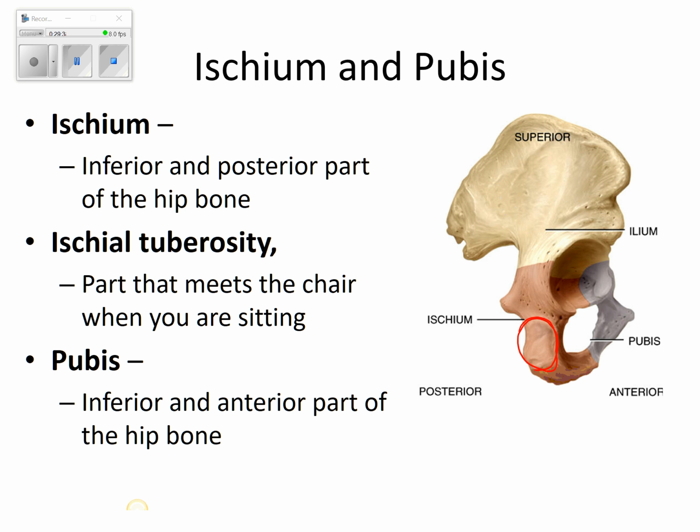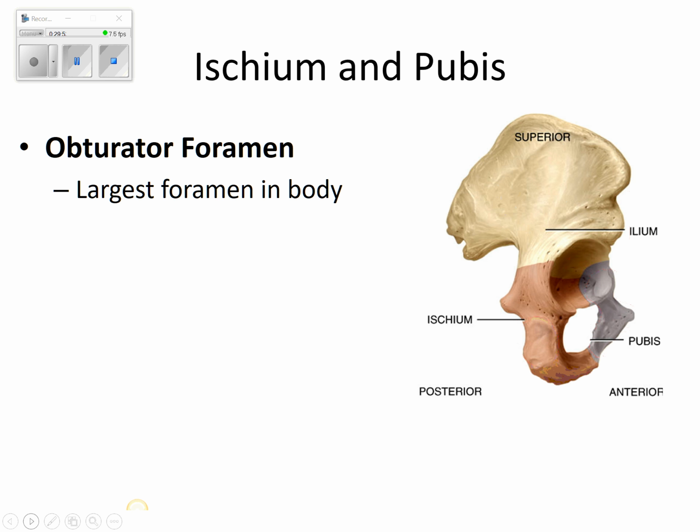Okay, pubis, of course, that's this other bone here, the gray bone. That's the inferior and anterior part of the hip bone. It contains the pubic symphysis, which joins the left and the right hip bones together with that fibrocartilage. Obturator foramen. This is, of course, formed by the ischium and the pubic bone, and nerves and muscles are going to pass through it. And it is the largest foramen in the body.